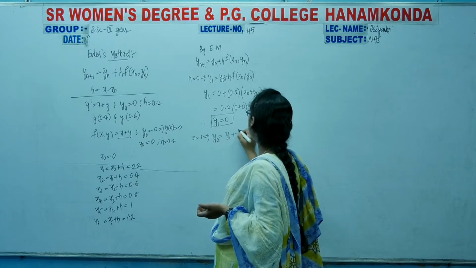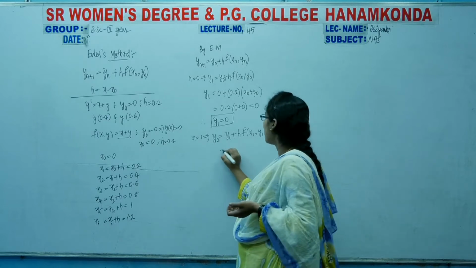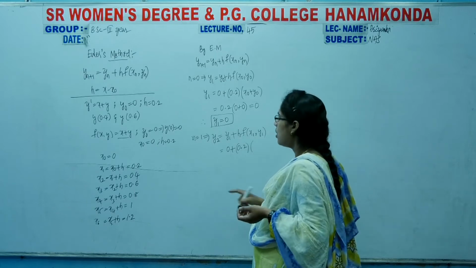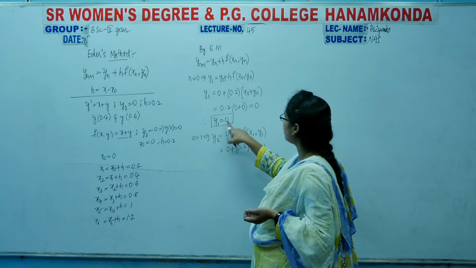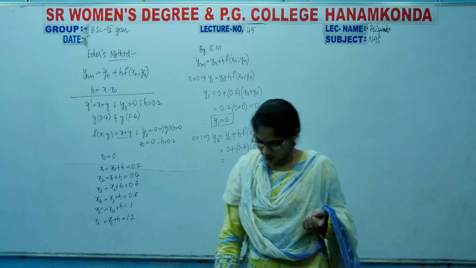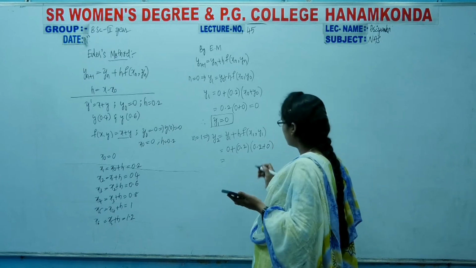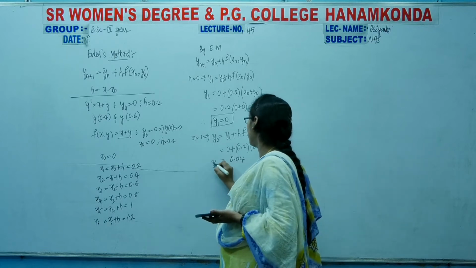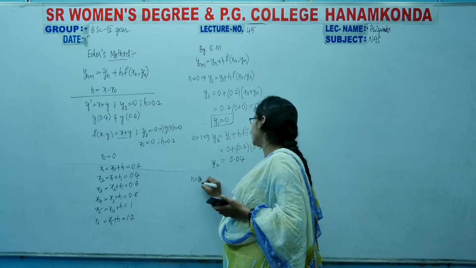Next, for n equal to 1, y2 equal to y1 plus h into f of (x1, y1). What is y1? 0, plus 0.2 into x1 plus y1. What is x1? 0.2. And y1 is obviously 0. Now 0.2 into 0.2, what do we get here? 0.04. So y2 is 0.04.